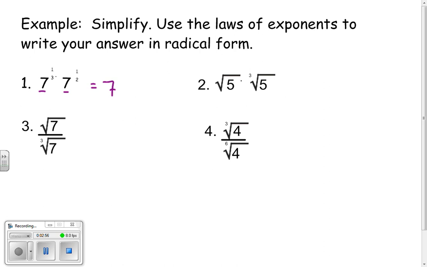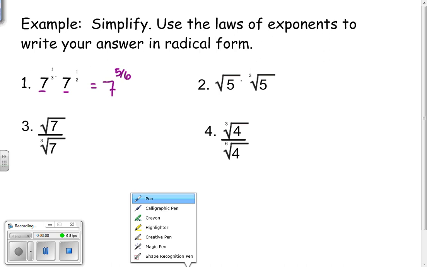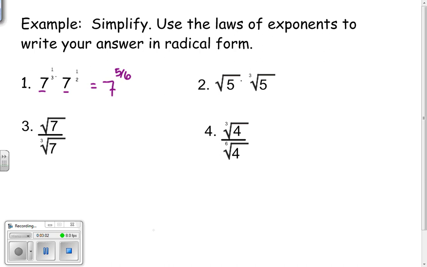1/3 plus 1/2 is 5/6. Now, the directions specifically say that you have to write your answer in radical form, so you do need to change that 7 to the 5/6 into a radical. Remember that the bottom number stays out and the top number goes inside. So you should be using your calculator to figure out 7 to the 5th, which happens to be 16,807. This is your final answer.